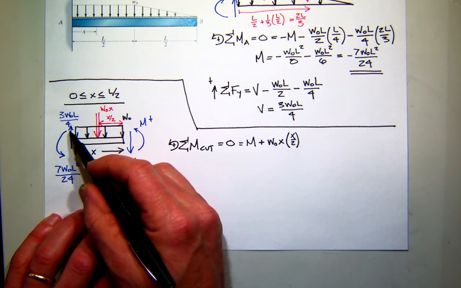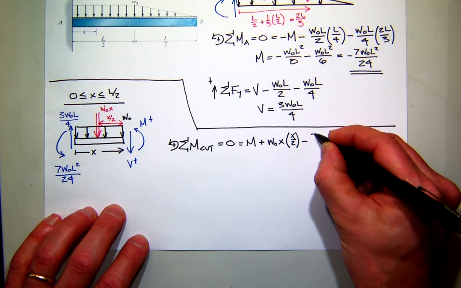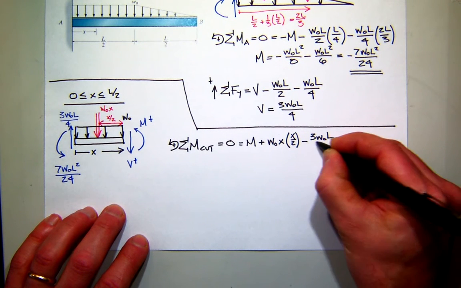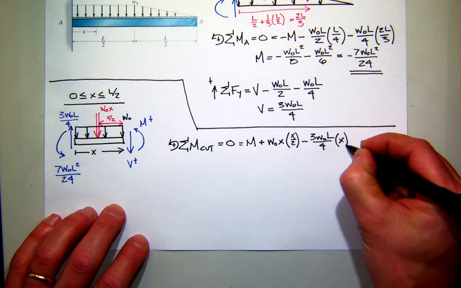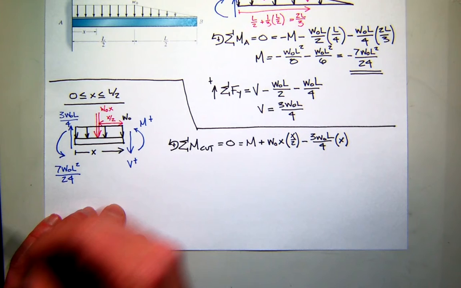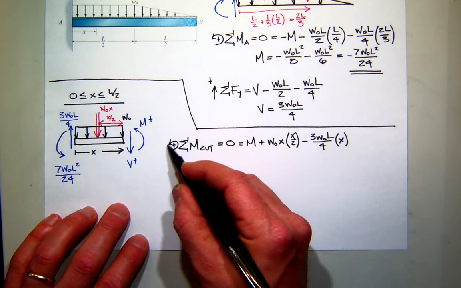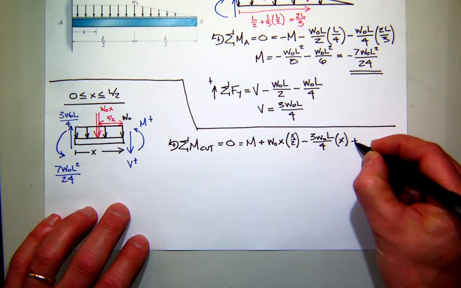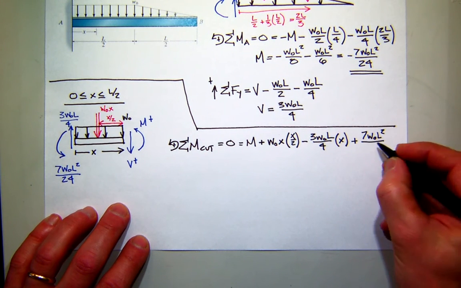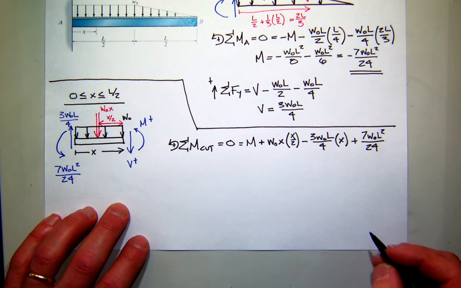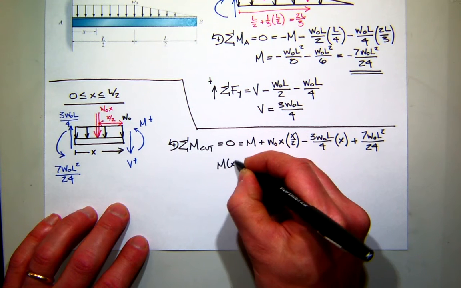Then I have the shear force creating what kind of moment? Negative. So the value of that is 3 W naught L over 4. And what's its moment arm? X. And then I have the moment down here at the end, which is positive or negative? It's positive with my sign convention, right? Right-hand rule. So it'll be plus 7 W naught L squared over 24. So now I just collect all my terms and solve for the moment.